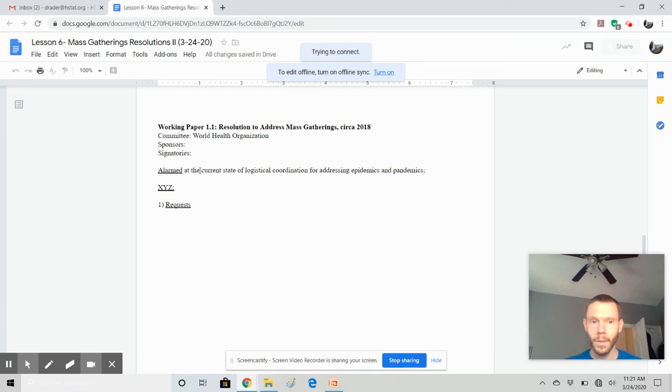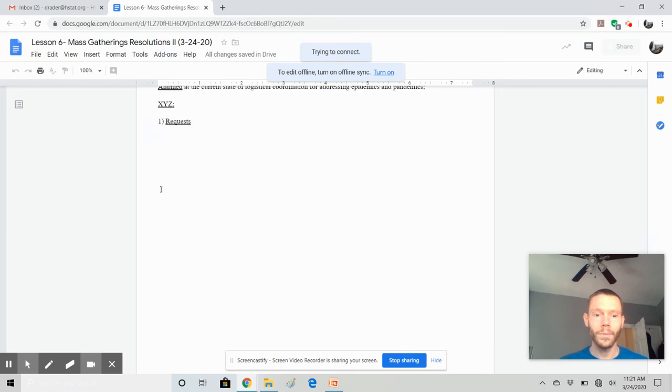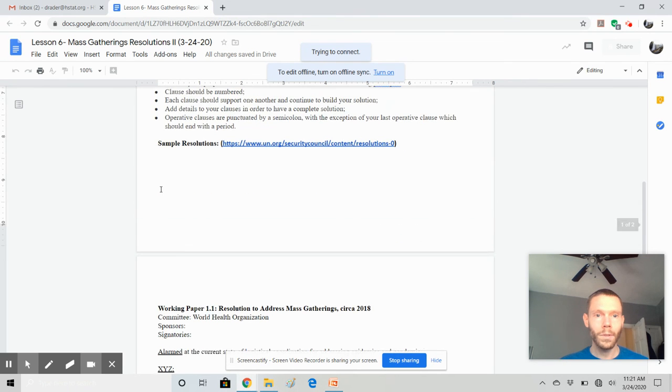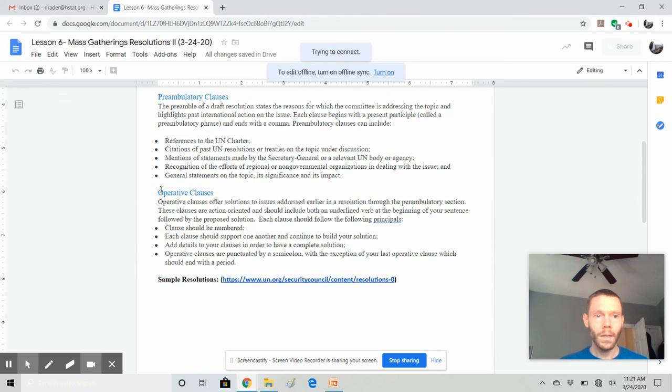I wrote the first preambulatory clause for you all. The second one I just left as XYZ, and I want you all to figure out how that's going to go. Scrolling back up, in a draft resolution, you want to have preambulatory clauses. It basically states the reason for which the committee is addressing the topic and highlights past international actions. And then operative clauses look specifically at the action plan that you want to engage in.